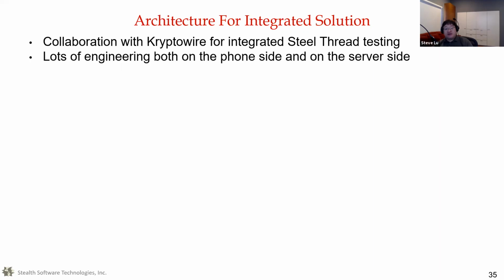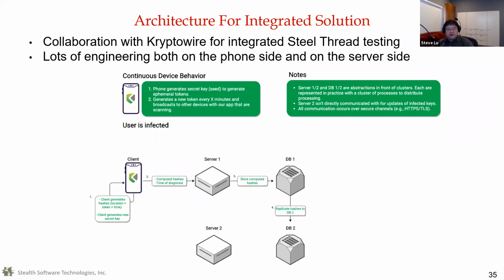And there's lots of engineering that had to be done, both on the phone side of things and on the server side of things. I'll give you a little flavor of that over the next couple of minutes I have. So, in terms of the upload side of things, the infected user side of things, this approach looks similar to the Google Apple GAEN architecture, except we have these two servers. But we don't actually want the client to talk to both. The client will just send to one server, and that server just gets replicated.